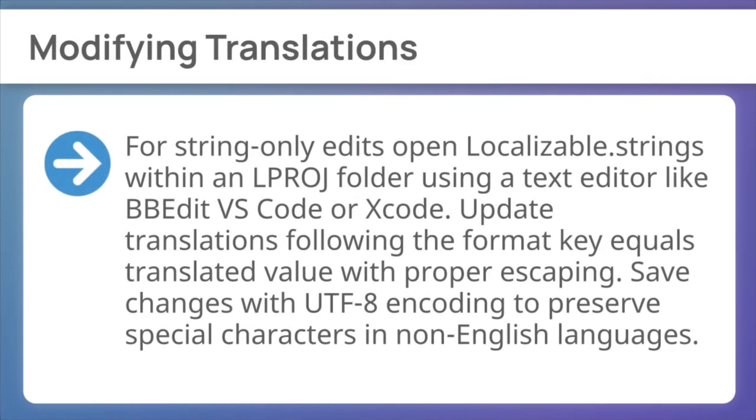Finally, modifying translations. For string-only edits, open Localizable strings within an LPROJ folder using a text editor like BBEdit, VS Code, or Xcode. Update translations following the format: key equals translated value with proper escaping. Save changes with UTF-8 encoding to preserve special characters in non-English languages.